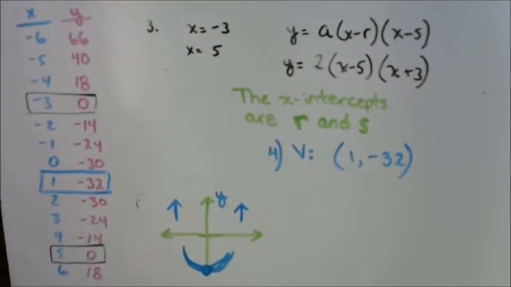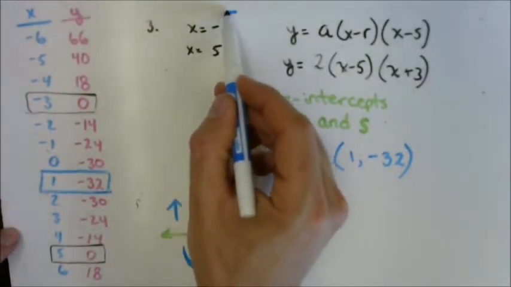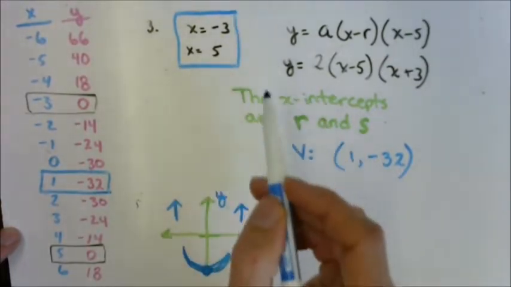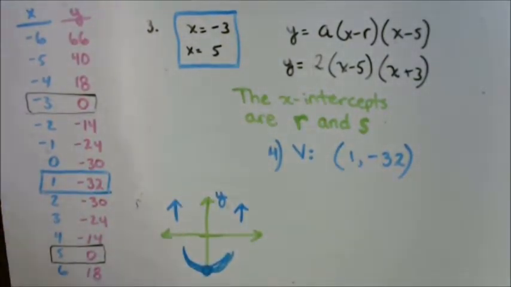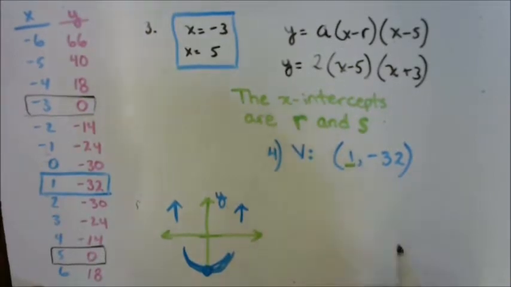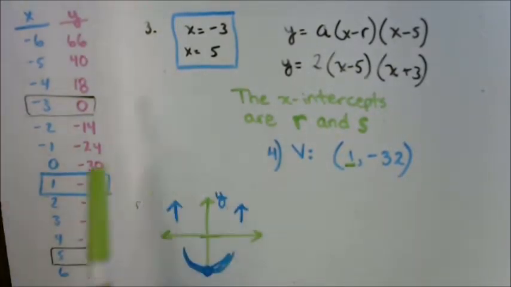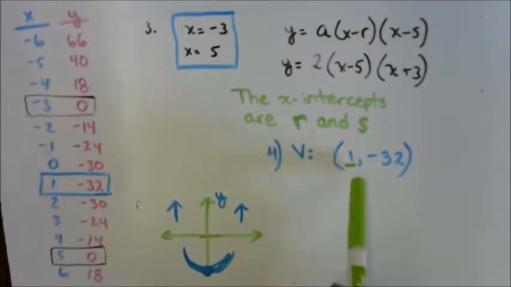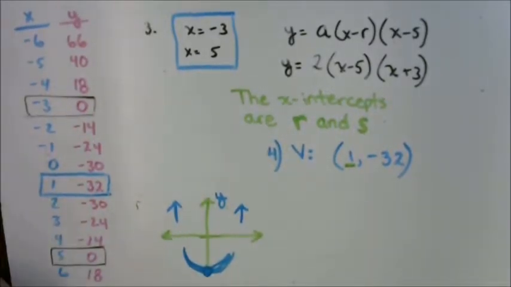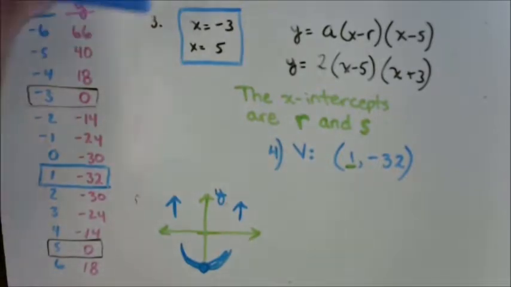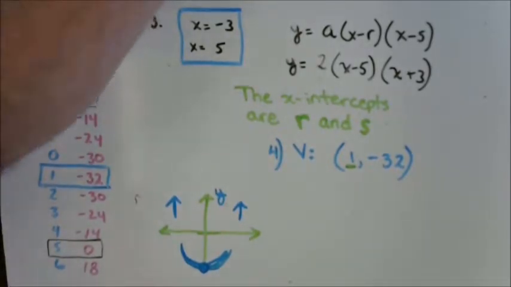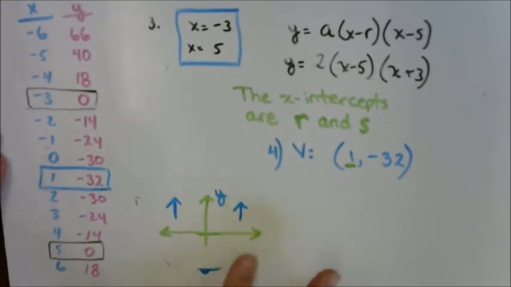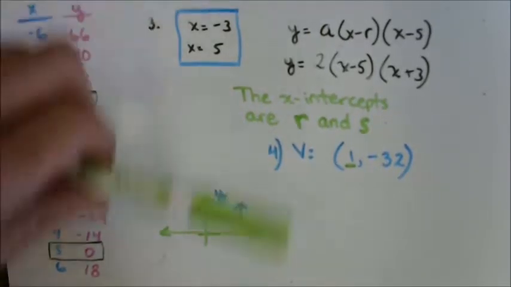How could we use the x-intercepts to find the vertex? Here are our x-intercepts, remember? Negative 3 and 5. And our vertex happens where x equals 1. So how could we use our x-intercepts to find the x-coordinate of our vertex? I'll give you a hint. Parabolas are symmetrical. Any ideas?